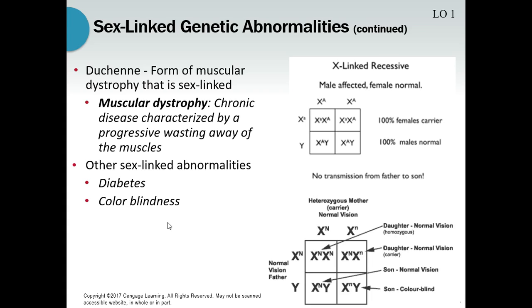Now, there are drugs that you could take today that will help with that. But this is a trait that gets passed down via the X chromosome. Diabetes, or as I say, some forms of diabetes, will come via the X chromosome. And as I mentioned already, color blindness comes via the X chromosome.